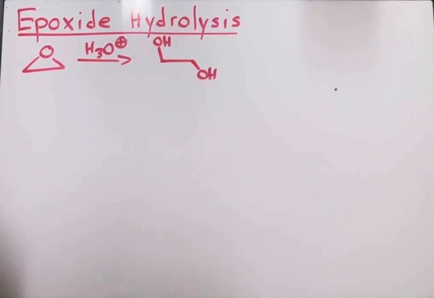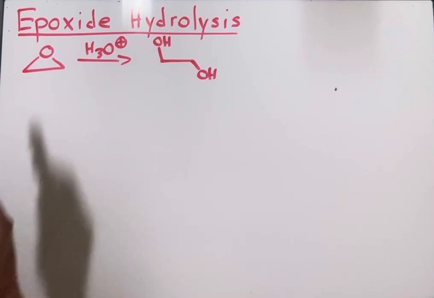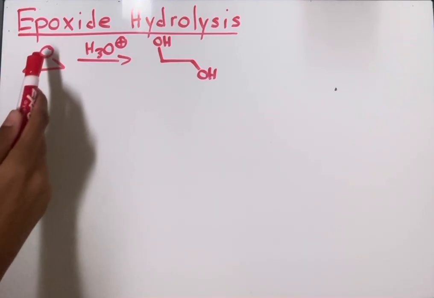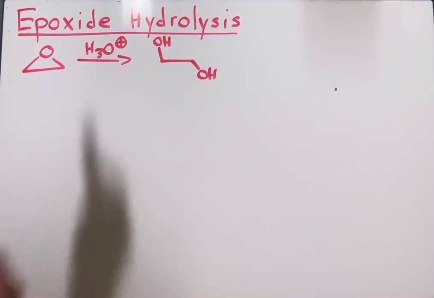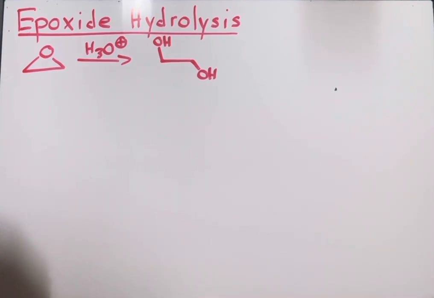Alright guys, so today we're going to be talking about epoxide hydrolysis. And essentially what this is, when you have an epoxide in which you have two carbons bonded to an oxygen in this formation, you can react it with hydronium ion, and as a result you can form a diol, or a carbon-carbon bond that has two alcohols at either end. So here is the mechanism as follows.